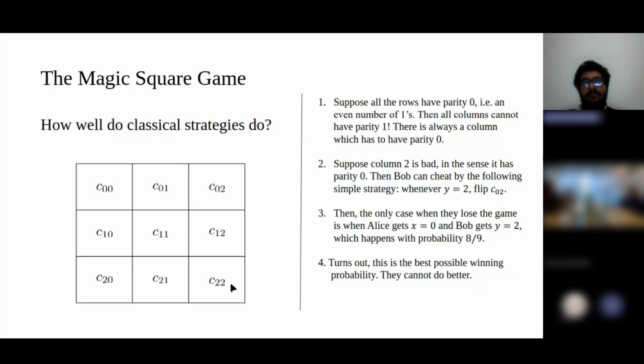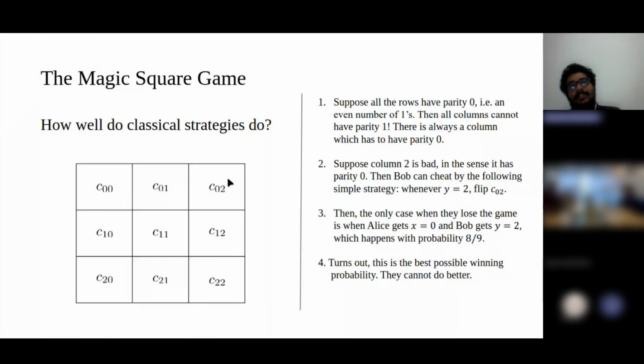So what does Bob do? Bob can have a deterministic strategy like this, and this is the way he can cheat: whenever his input is, let's say, y equal to 2, he's asked to output column 2, he will just flip the first bit. He'll just flip C02. Okay.